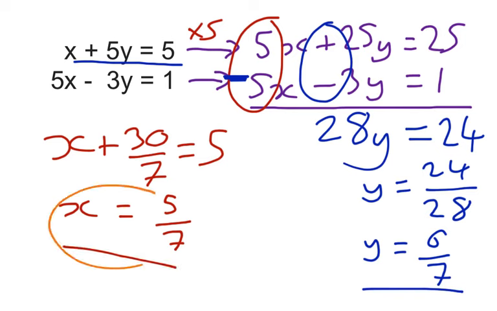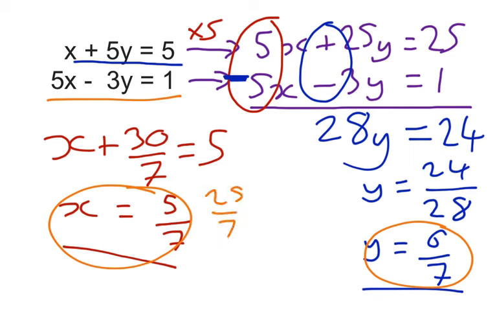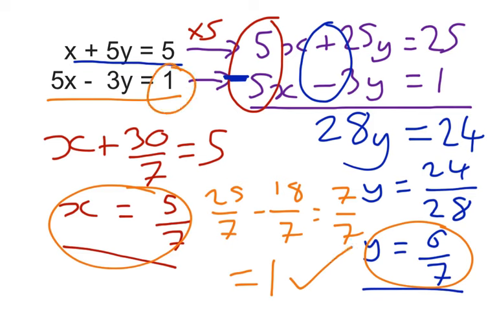Now we're going to check our answers, x equals 5/7 and y equals 6/7 in the second equation. 5 times 5/7 is 25/7 minus 3 times 6/7 is 18/7. 25 minus 18 is equal to 7/7, which is indeed equal to 1, as we were expecting, so we are correct.